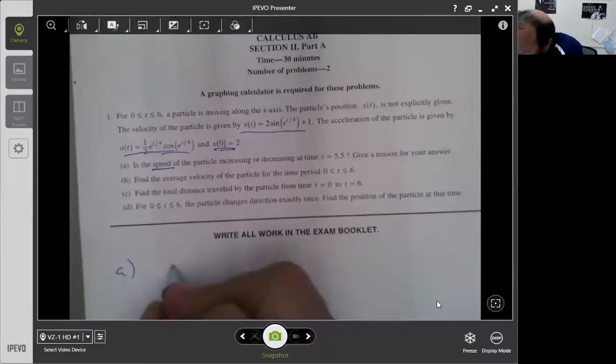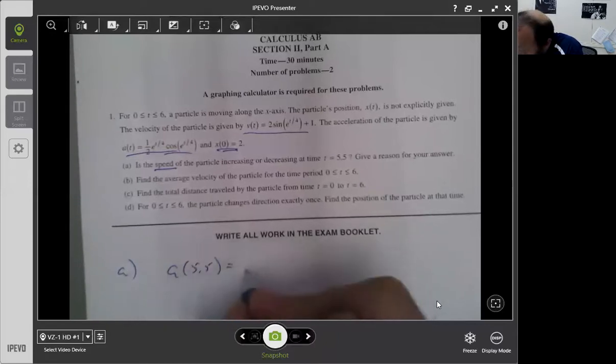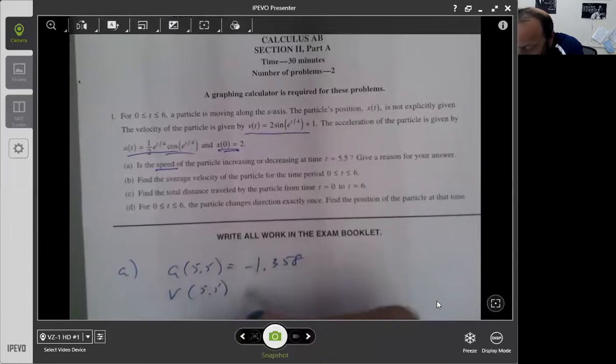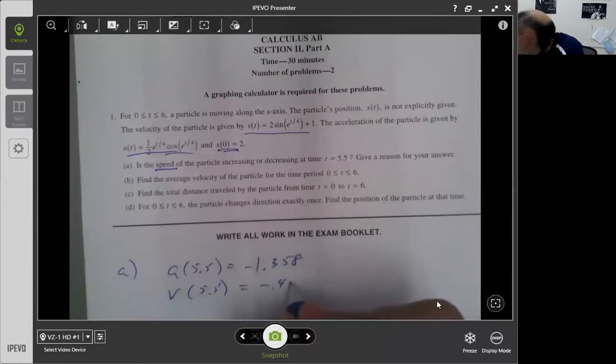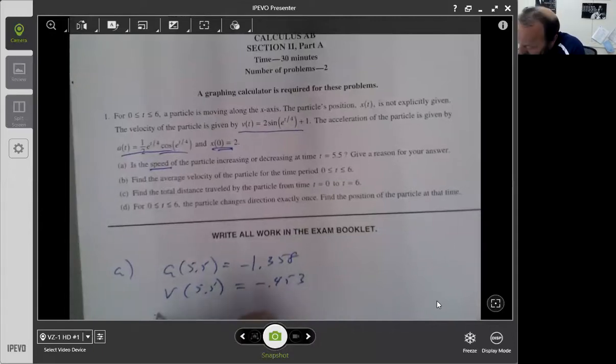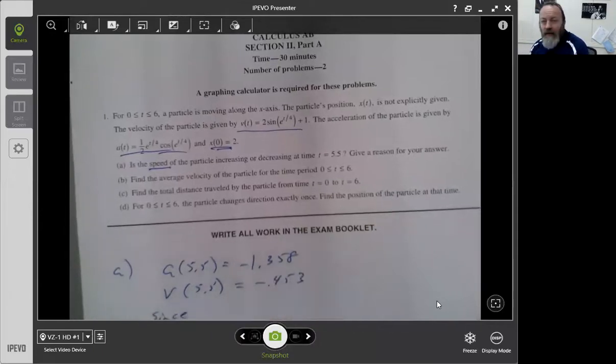So I'm just going to say A of 5.5 equals negative 1.358. V of 5.5 is negative 0.453. Please notice I'm not going to justify that at all. I grabbed it off of my calculator. I made this one y1, I made this one y2, and I just used the value feature. So I'm going to make a little statement that says since, and as I'm grading some of you, you want to do a little bit more writing than you have been doing. Sometimes you might not get all that credit because they want you to actually express your thought processes.